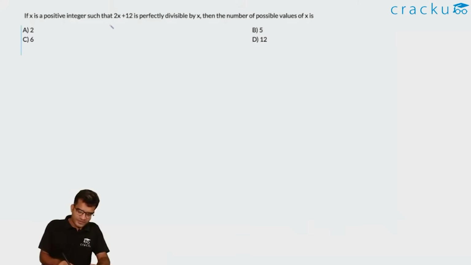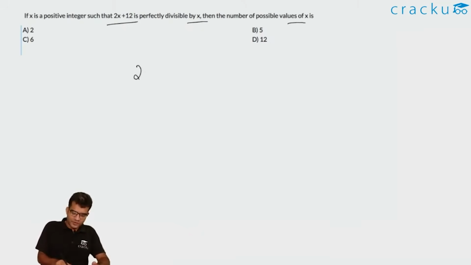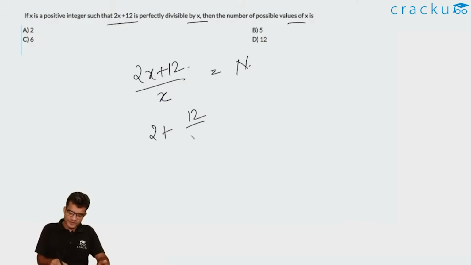In this question, we are told that x is a positive integer such that 2x plus 12 is perfectly divisible by x. Then the number of possible values of x is. We are told that 2x plus 12 when divided by x, you are going to get an integer. 2x is a multiple of x. So this is basically saying that 2 plus 12 by x is a positive integer.